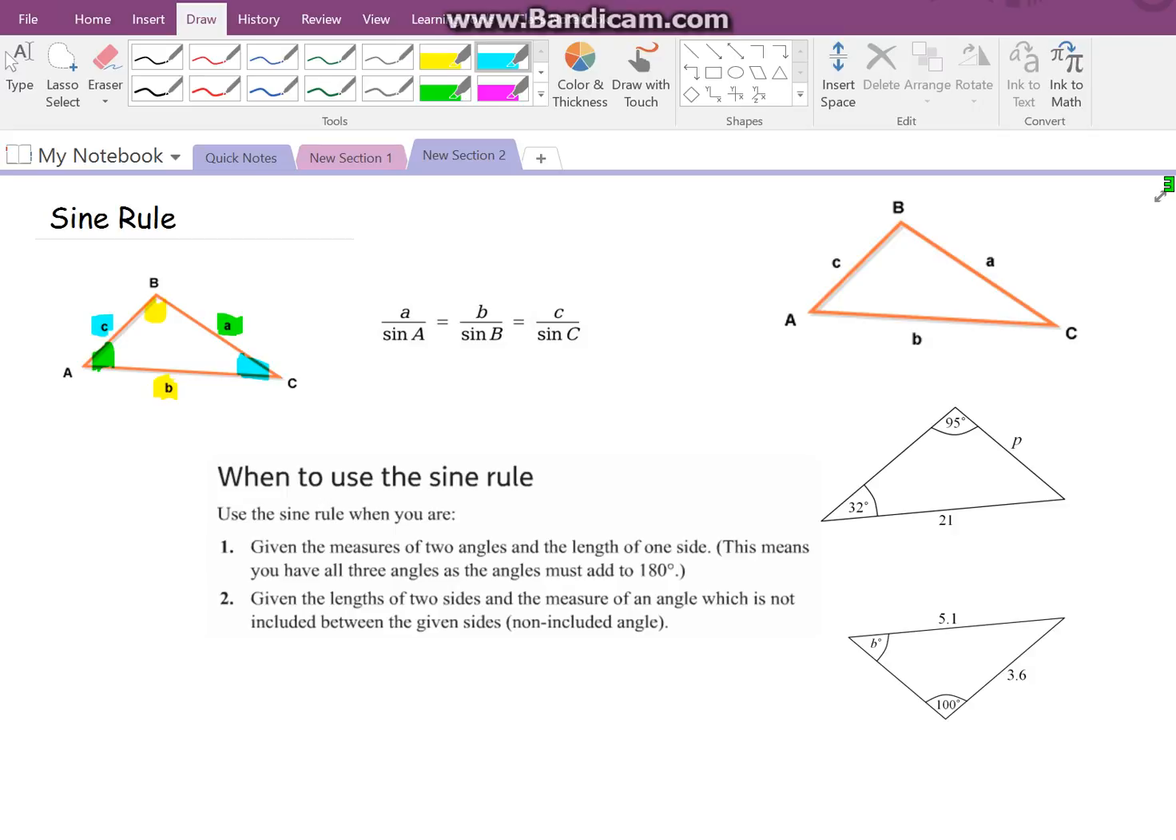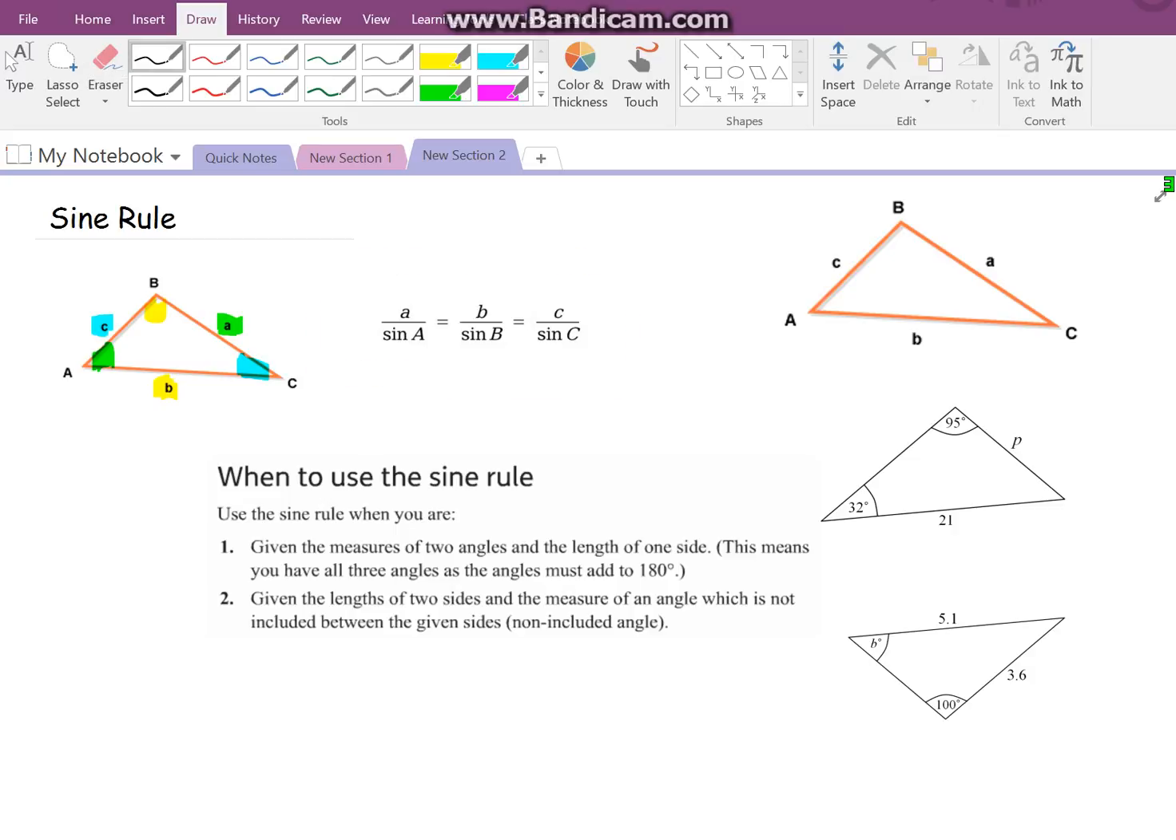If we look at our formula, this is the formula that's given in our log tables for the sine rule. A over sine A is equal to B over sine B is equal to C over sine C. As I've just told you, that means side, because that's a small letter, over the sine of the angle opposite, is equal to the side over the sine of its angle opposite.